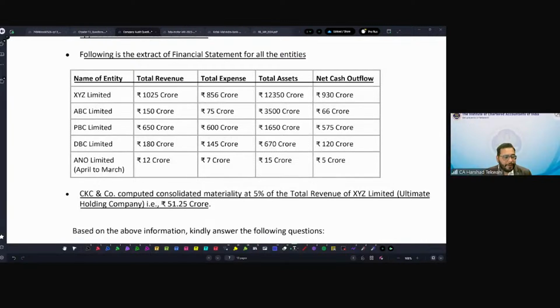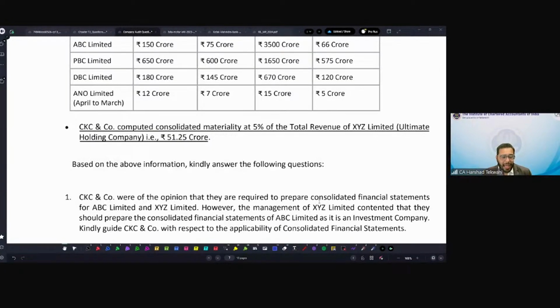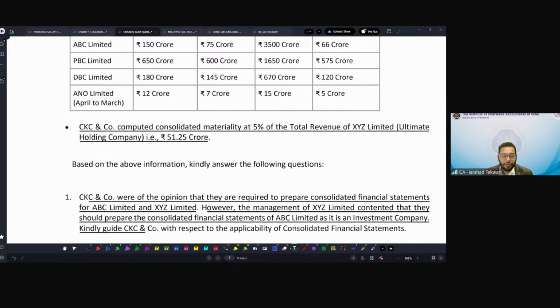So, the first question. CKC and Company were of the opinion that they are required to prepare consolidated financial statements for ABC Limited and XYZ Limited. However, the management of XYZ Limited contended that they should prepare the consolidated financial statement of ABC Limited as it is an investment company. Kindly guide CKC Company with respect to the applicability of the consolidated financial statement.